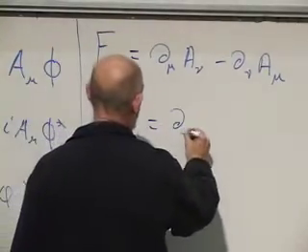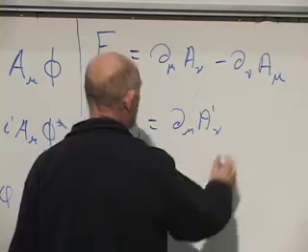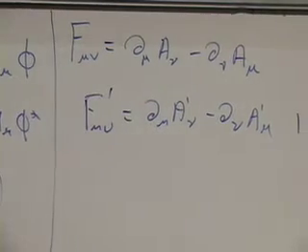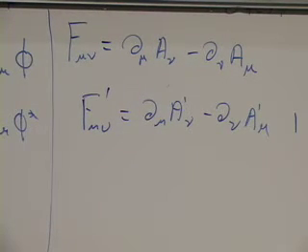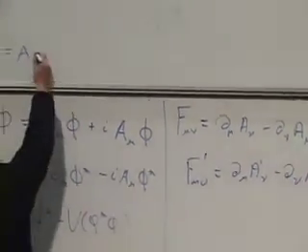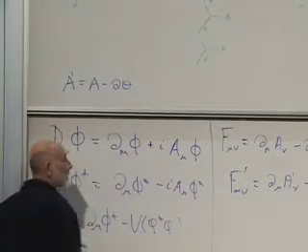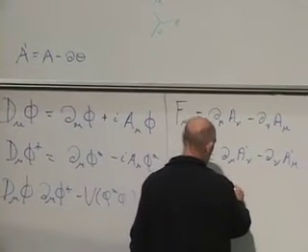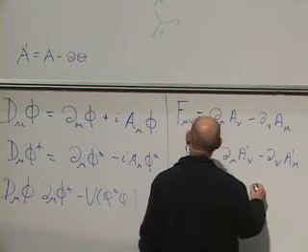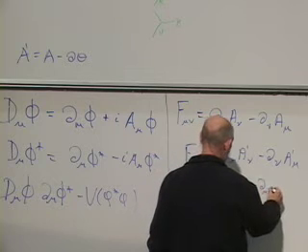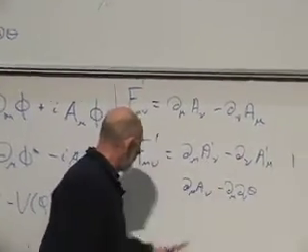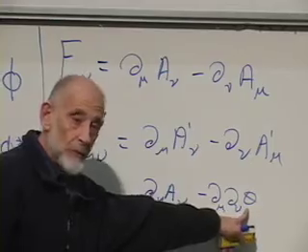Well, that's just equal to d mu A prime nu minus d nu A prime mu. All right, but now let's remember, did we erase what A prime is? We did. A prime is just equal to A, I think it was minus the derivative of theta. All right, so let's just plug it in. This is going to be derivative mu of A nu minus the derivative of mu of the derivative of nu of theta. I've just plugged in for A prime, A, and then the derivative with respect to nu of theta.